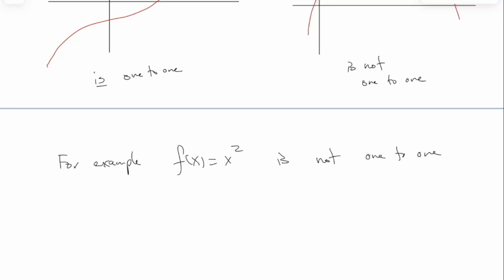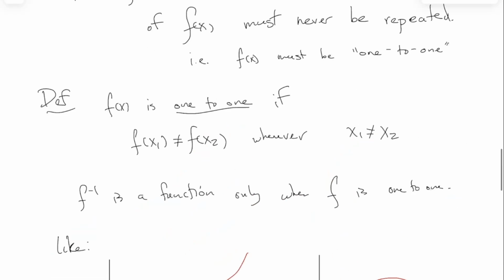Now, if you imagine the graph, you can tell that any horizontal line will hit 2 points on the graph. But rather than looking at the graph, we can also do this in terms of the definition. This is not 1-to-1 because, using the definition, remember this is the true definition, two different x values will always give you two different y values.